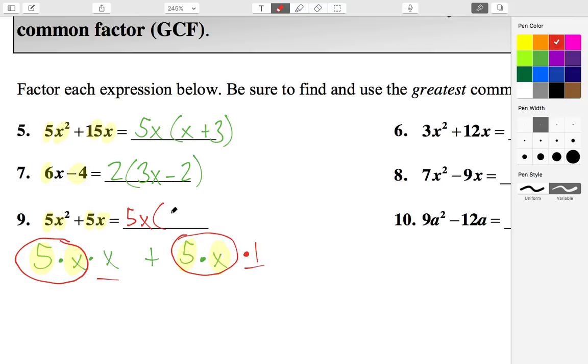Now, if for some reason that confused you, that's fine. Let's look at it the traditional way. 5x times what gives me 5x squared? X. 5x times what gives me 5x? 1.